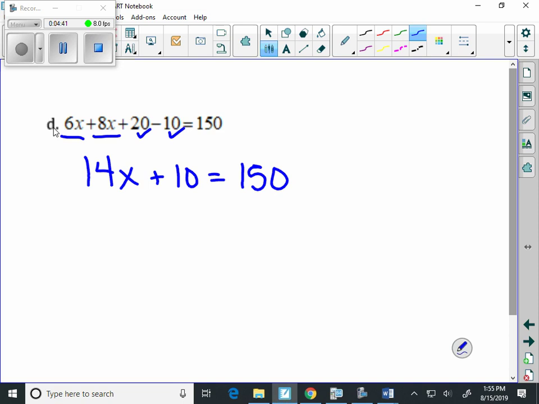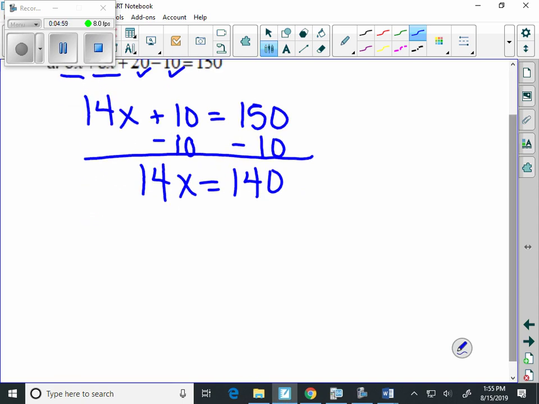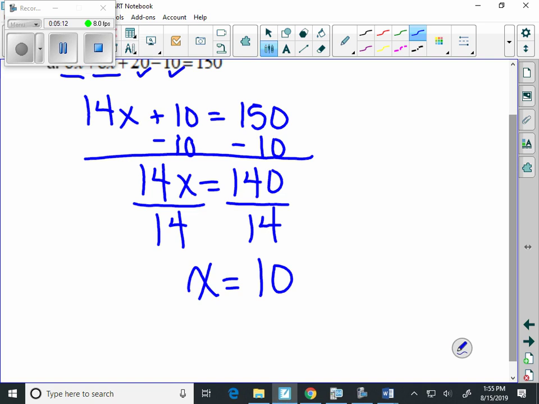We want to move the 10 over to the other side because we want to isolate the variable. We want to get the variable by itself. Since it's plus 10, we're going to subtract 10. We get 14x equals 140. Well, it's 14 times x. We want to undo that multiplication, so we're going to divide both sides by 14. And we end up with x equals 10.